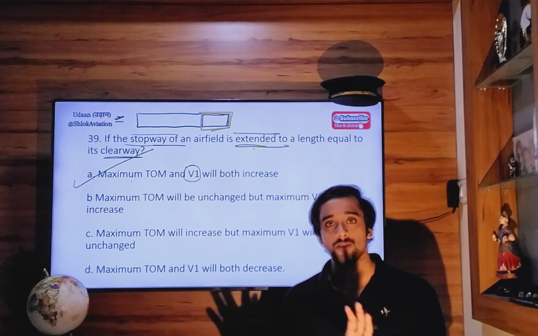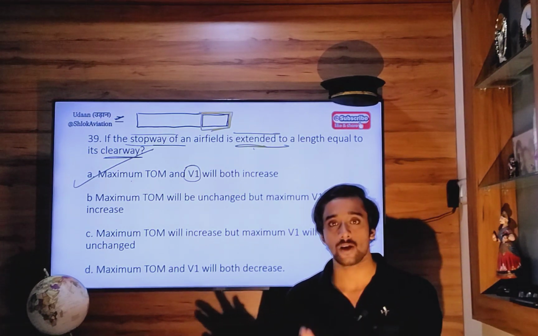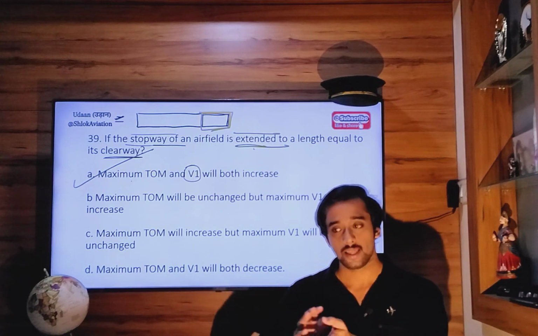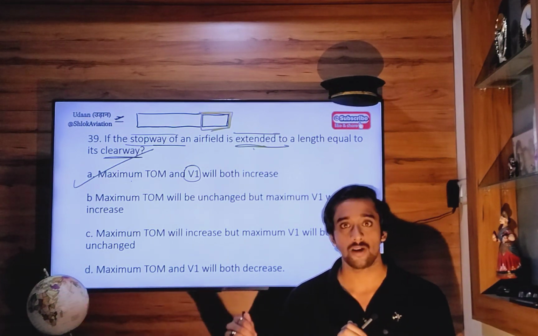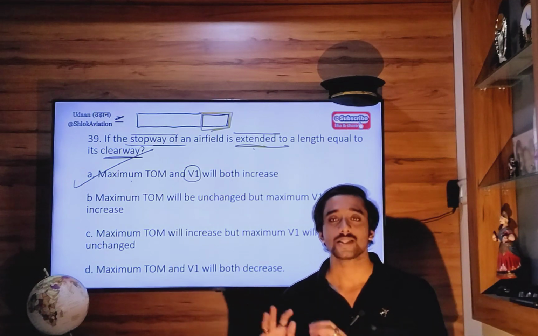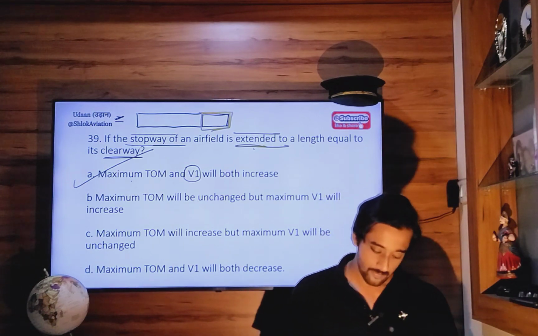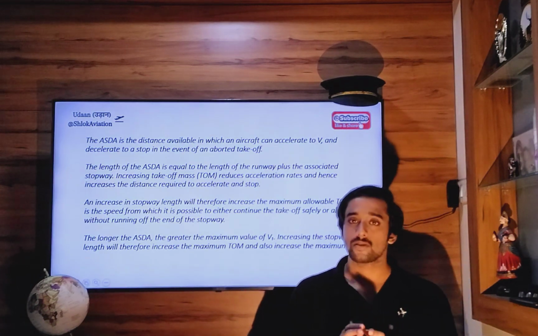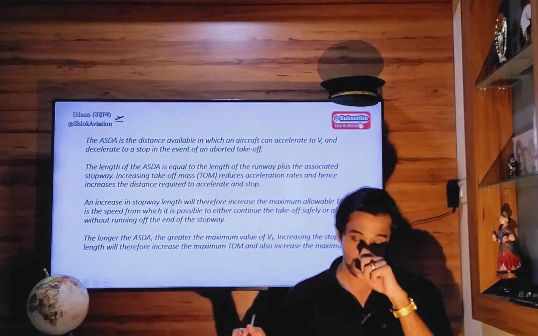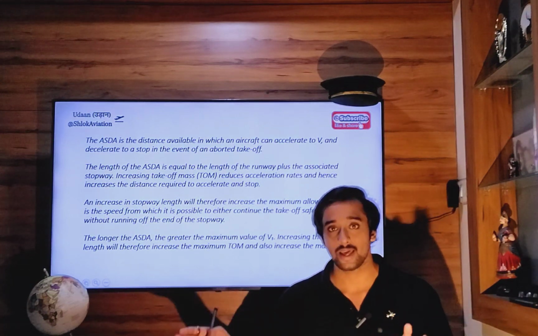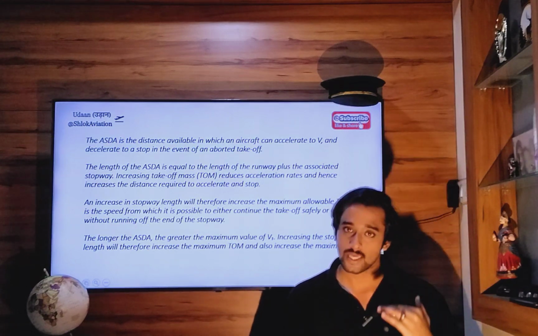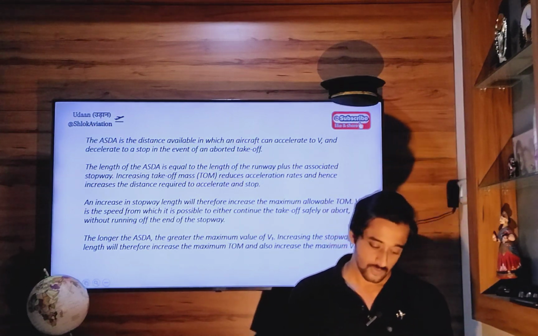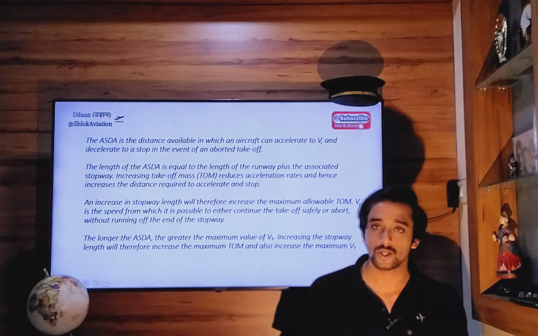Why? Both of them will increase because in the event of takeoff abortion, there is sufficient runway distance and stopway length available to bring that aircraft to a successful halt. That's why. Because of the new or increased stopway length, we can afford to have an increase in takeoff mass and an increase in V1 speeds. Only because of that. Otherwise, no.